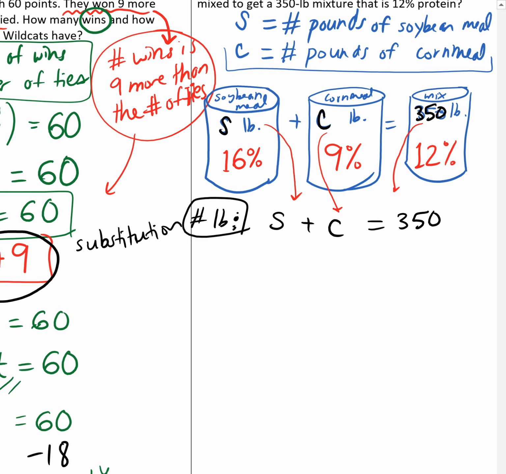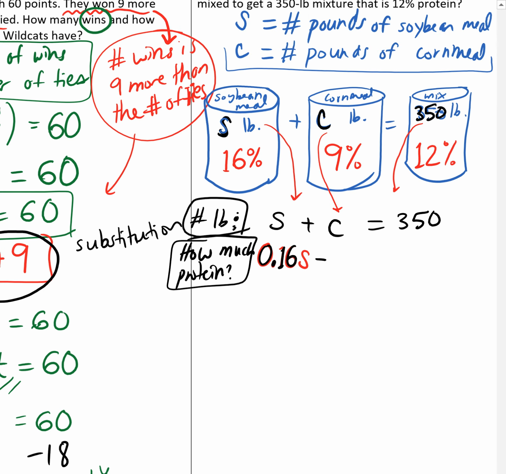The second equation, though, will have to do with the percentages, and I guess it'll involve how much protein is in each. How much protein is in the first one? If you have S pounds of it, and 16% of those pounds are protein, it's 16% of S. And how do you find 16% of something? It's 0.16, the decimal form of that, times S, the number of pounds.